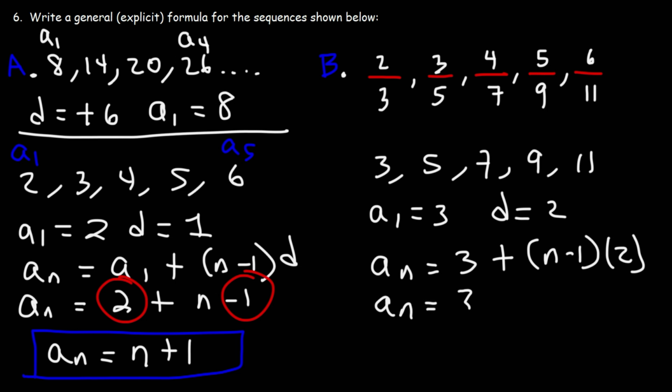So let's distribute 2 to n minus 1. So that's going to be 2n minus 2. And then let's combine like terms. 3 minus 2 is positive 1. So a sub n is going to be 2n plus 1.